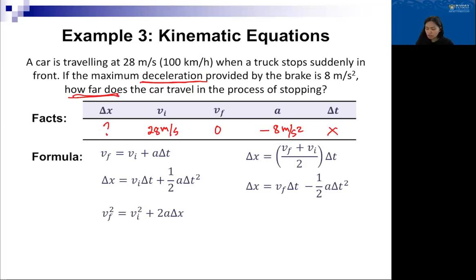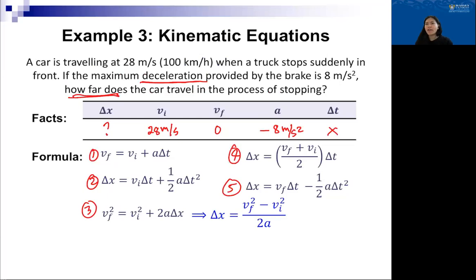So which equation should we use? Obviously equation 1, 2, 3, 4, and 5. We are not given delta t, so equations 1, 2, 4, and 5 are useless, and we can only use equation 3. We already rearranged that earlier to isolate delta x: Vf squared minus Vi squared over 2a.